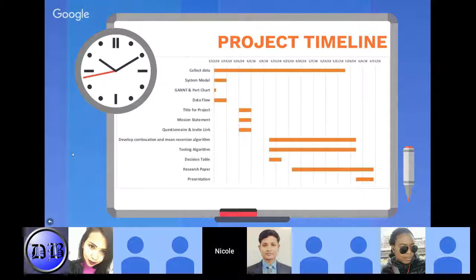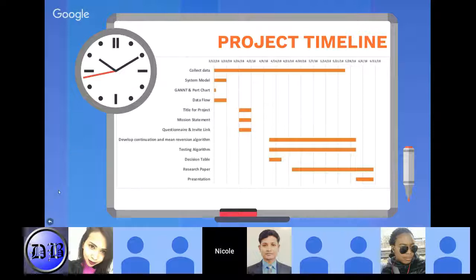it took us about 74 days to collect the final data and to test and explain our algorithm. The second most time-consuming task was to develop and test the algorithm, which explains how much money needs to be invested in an appropriate spot. And the remaining tasks, such as creating a mission statement, system model, and decision table, took us roughly 1 to 3 weeks to complete.